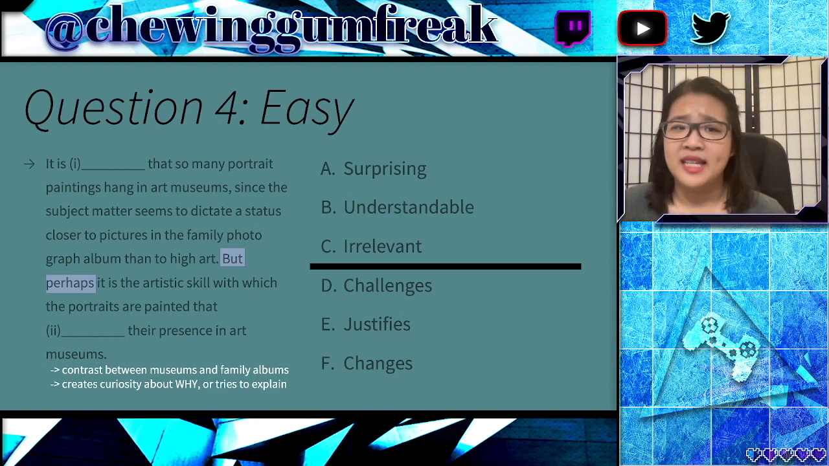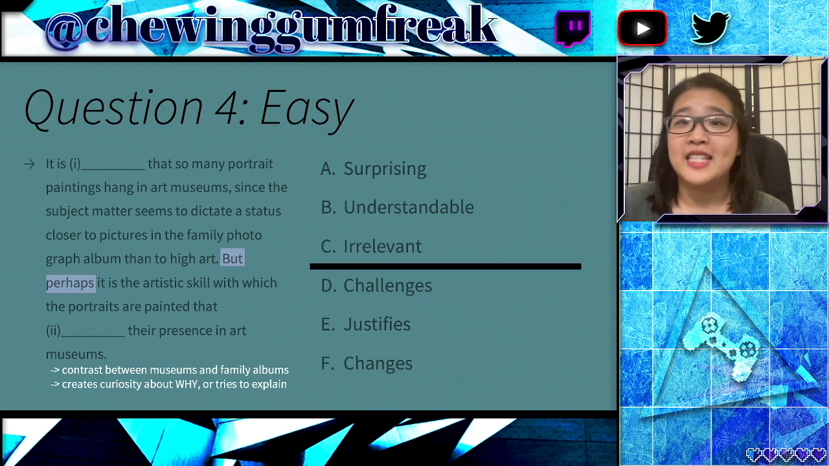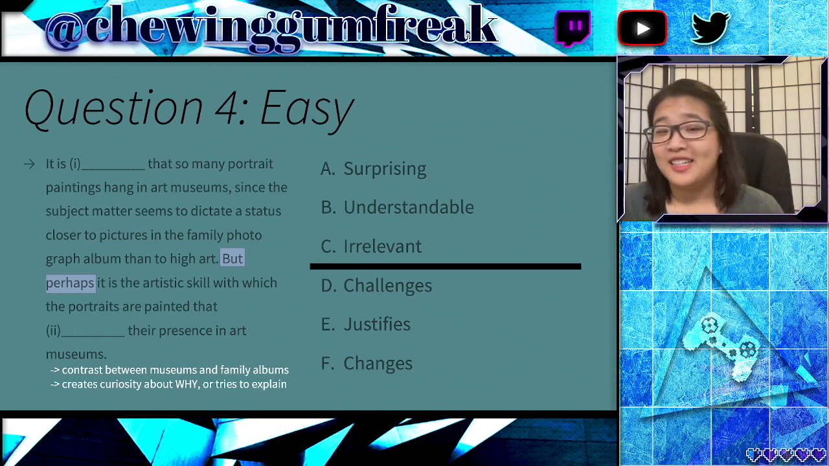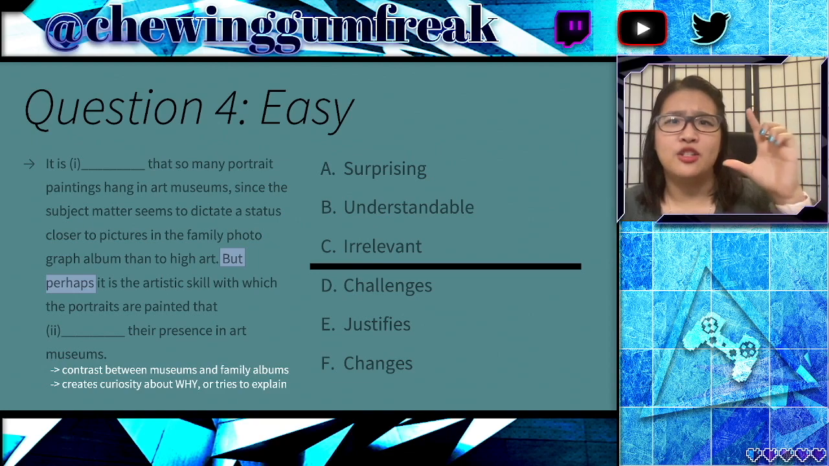Looking at choice C, irrelevant, this is probably the worst option here because something that's irrelevant doesn't matter. It's something that we really don't need to talk about at all. And here, even though we might not in everyday life care about these portrait paintings in art museums, this paragraph is talking solely about this topic, and there's no indication that any of the information is useless or totally unnecessary.